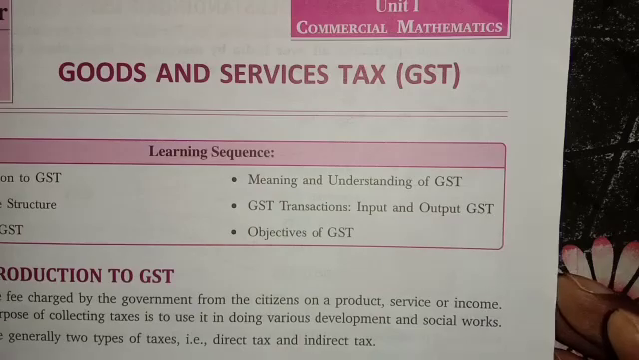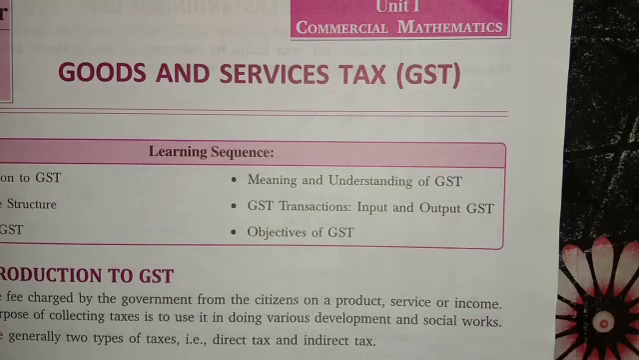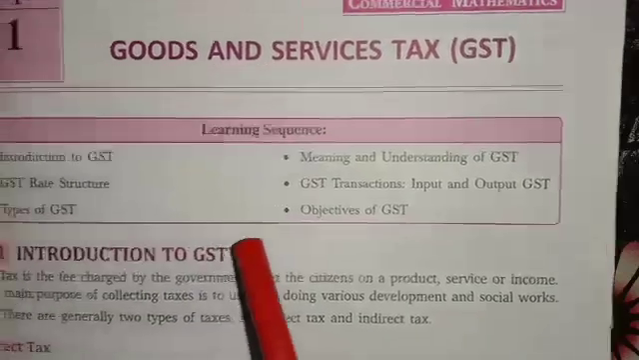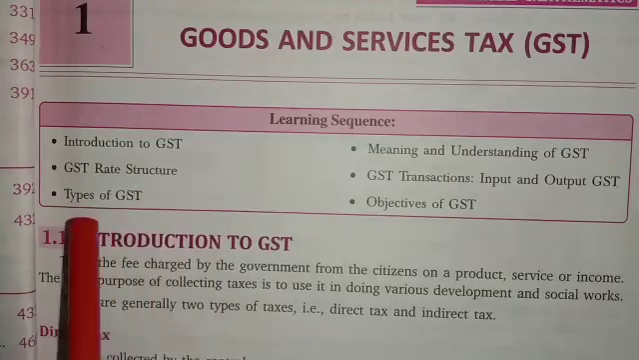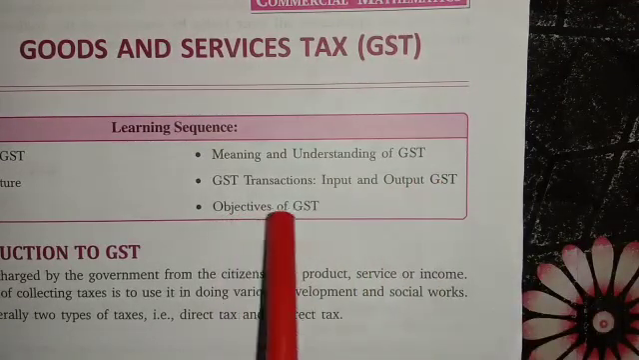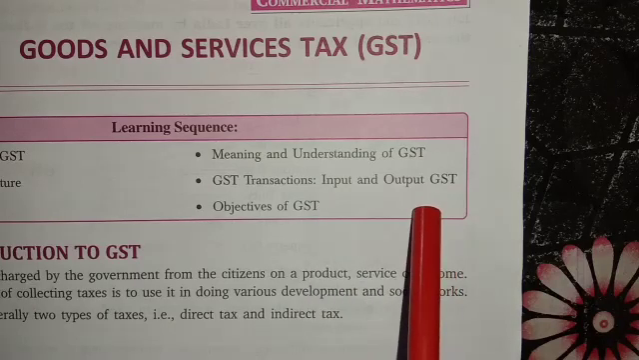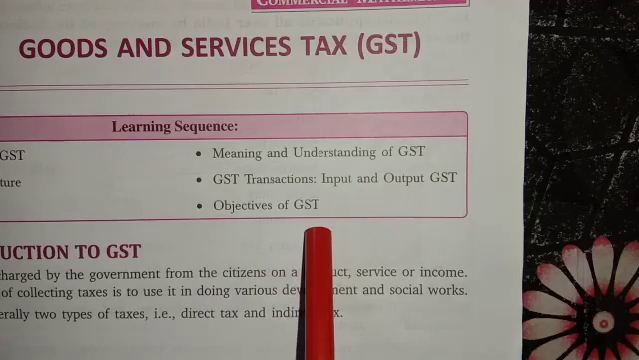Welcome to all. Today our chapter is Goods and Service Tax, that is GST. GST full form is Goods and Service Tax. In this chapter we discuss the introduction of GST, GST rate structure, types of GST, meaning and understanding of GST, GST transaction, that is input GST and output GST. And last is objectives of GST. What are the main objectives of GST?